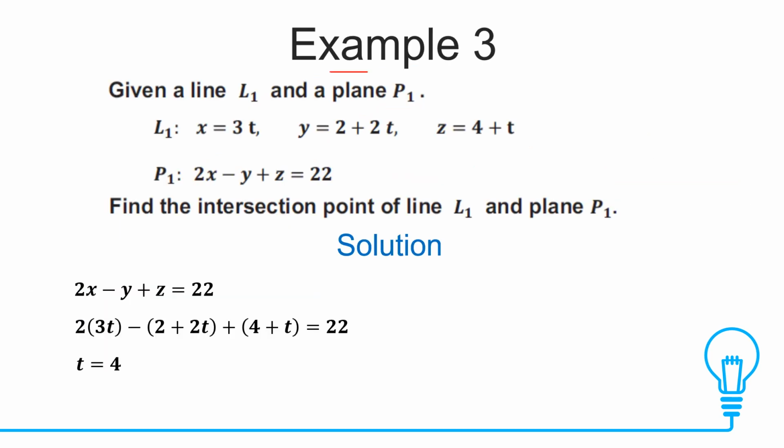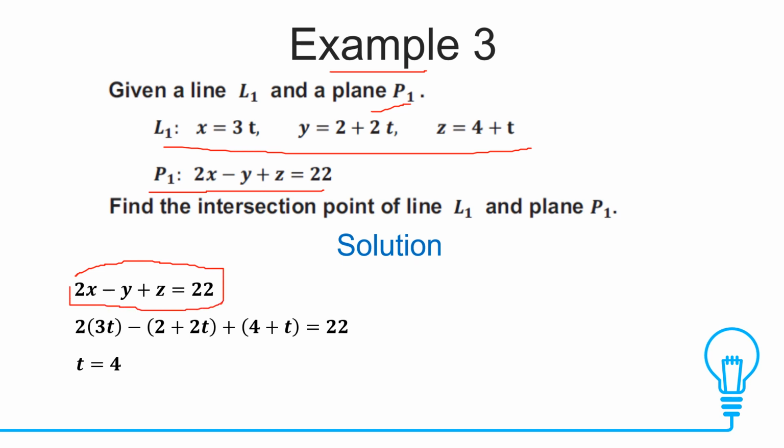For example 3, given a line L1 and a plane P1, and this is the equation of line, and this is the equation of plane. You need to find the intersection point of line L1 and plane P1. So basically we are using back the equation of plane, and then we substitute the value of x, y, and z based on the line equation.